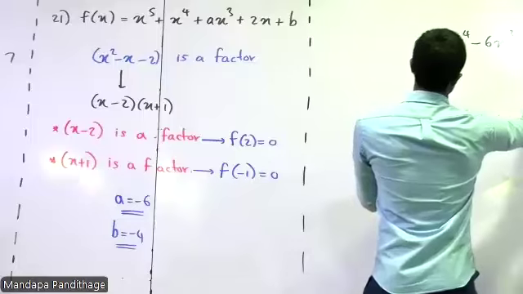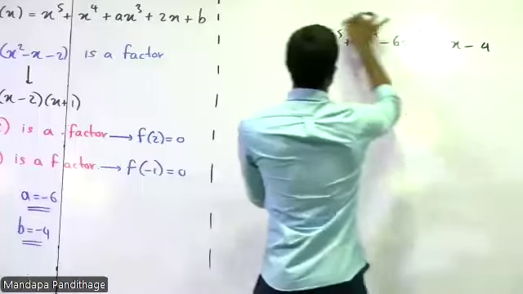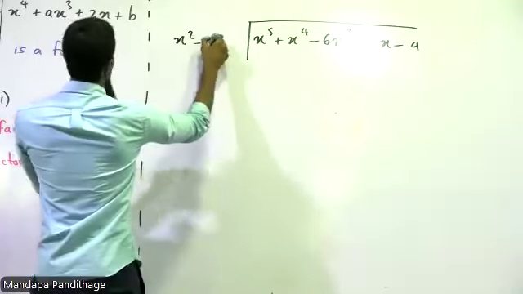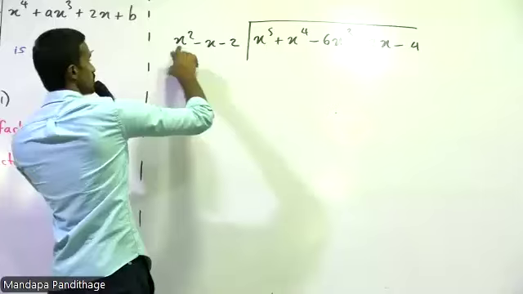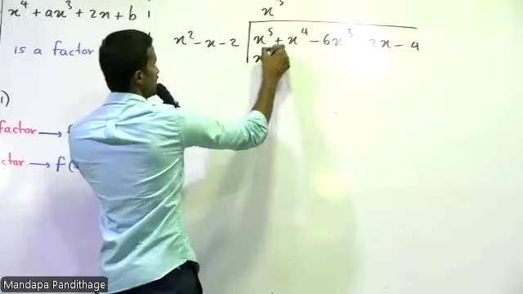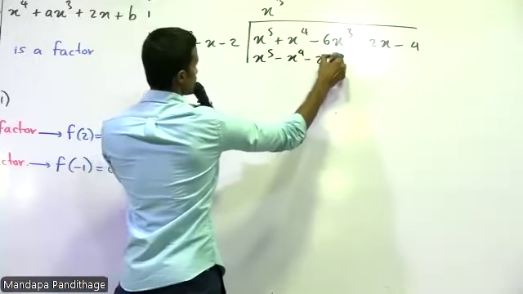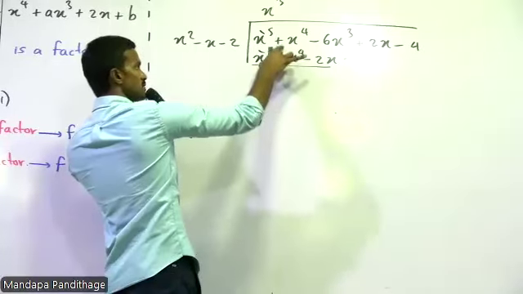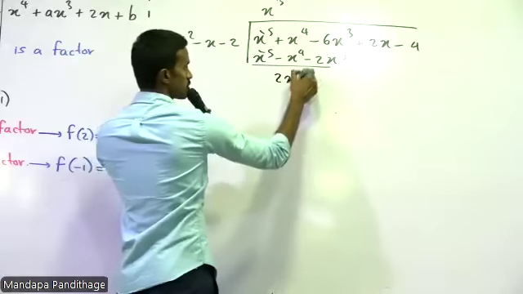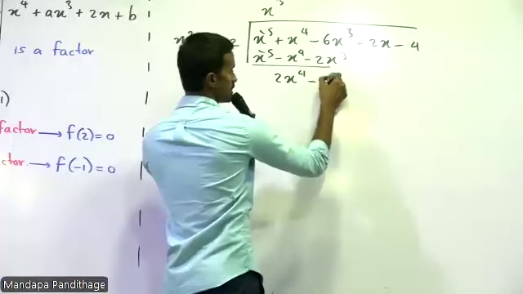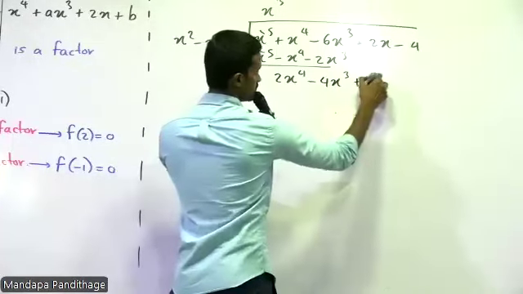f(x) is x to the power 5 minus 6x cubed plus 2x minus 4. Okay, divide this by x squared minus x minus 2. x to the power 5 divided by this is x cubed. Do this carefully because it's 3 terms. x^5 minus x^4 minus 2x cubed. 1 minus minus 1 is 1 plus 1, 1 plus 1 is 2. So 2x to the power 4. Minus 6 minus minus 2 is plus 2. It's minus 4. This comes down in this way.